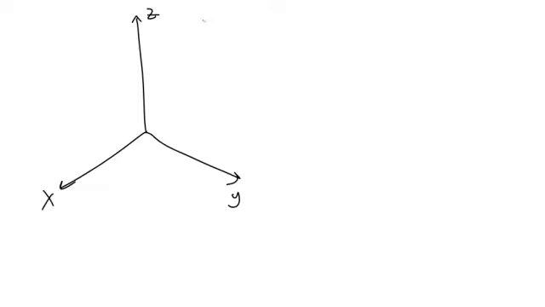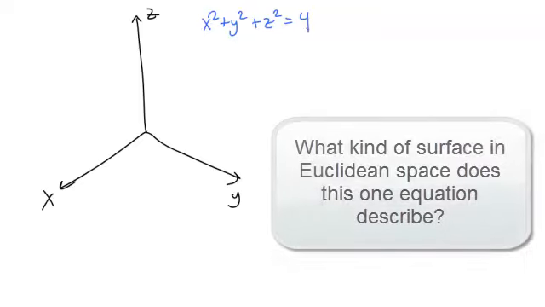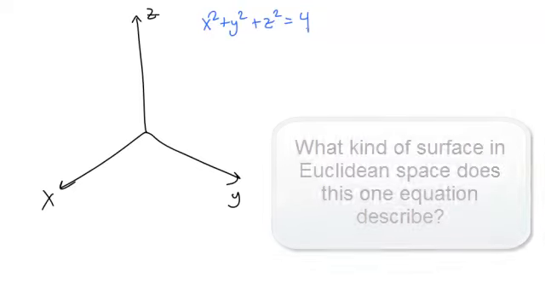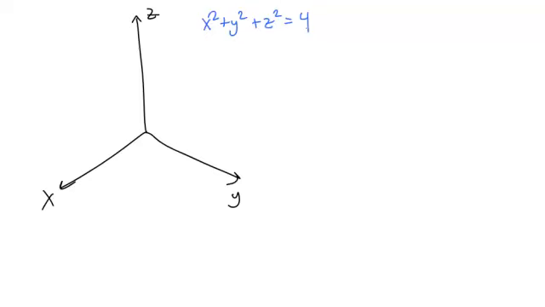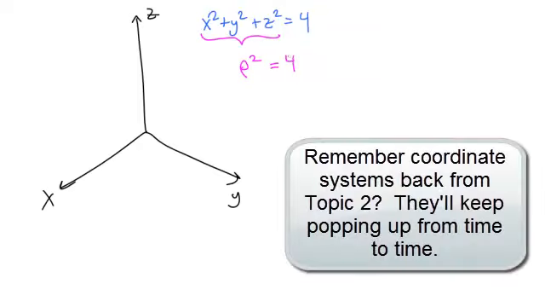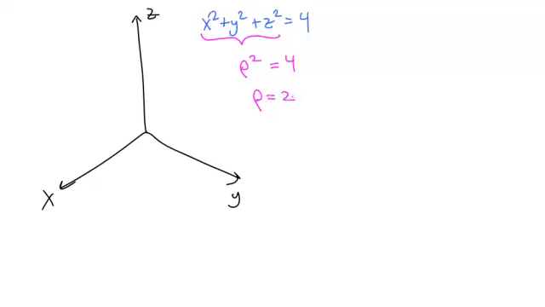Let's start off with a specific equation. Say x squared plus y squared plus z squared is equal to 4. Does this one equation describe a surface? And if it does, what kind of surface does it describe? Well, maybe one way to attack this is to be clever and recognize that this is exactly rho squared when we write things in spherical coordinates. So this is the equation rho squared equals 4. But since rho is always positive in spherical coordinates, this just means that rho is 2.